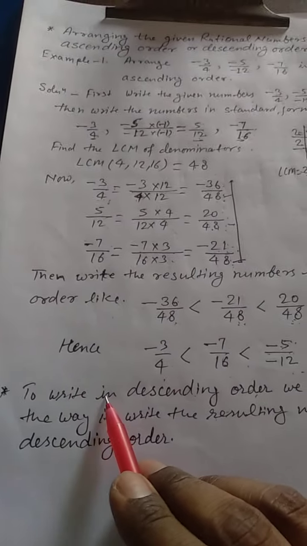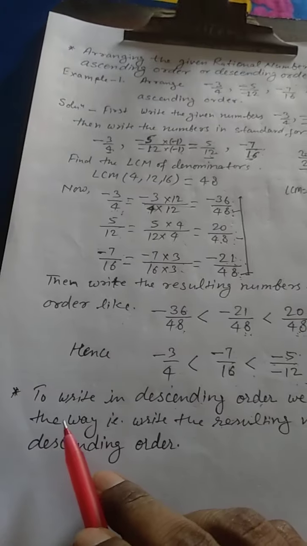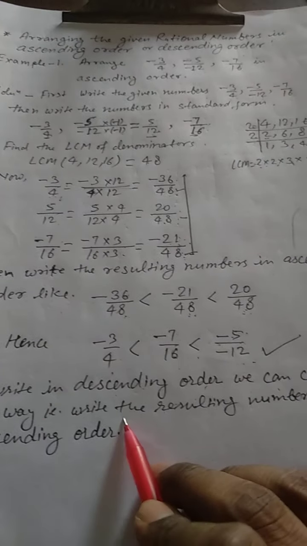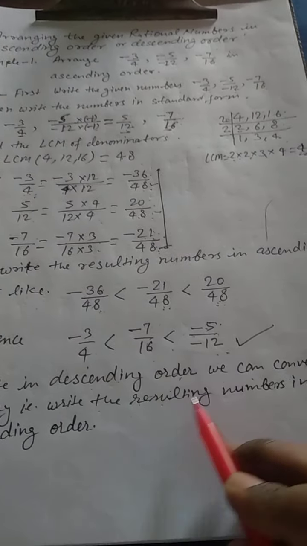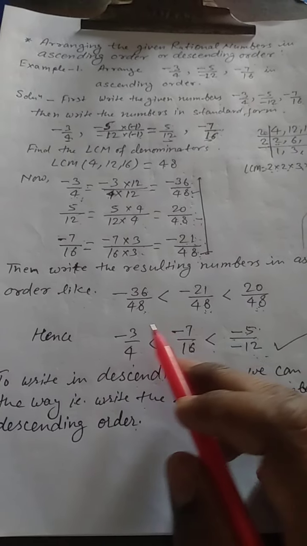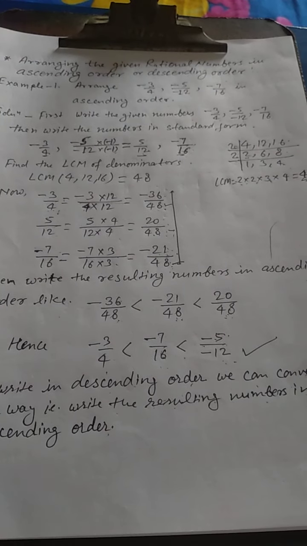To write in descending order, we can just reverse the way, that is, write the resulting numbers in descending order. It means minus 5 by minus 12, then minus 7 by 16, then minus 3 by 4 from left to right.